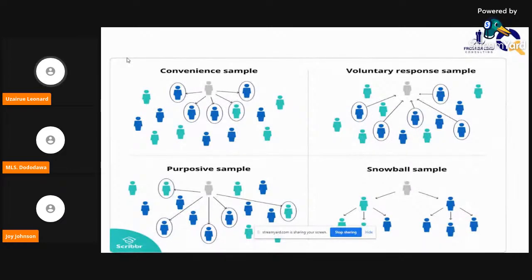So then the next one is voluntary response sampling. Now, when you say something is voluntary, I want you to look at this arrow. You can see that it was the researcher that came to meet these different individuals. But under voluntary response sampling, it is the subject who is going to study that actually meets the researcher.